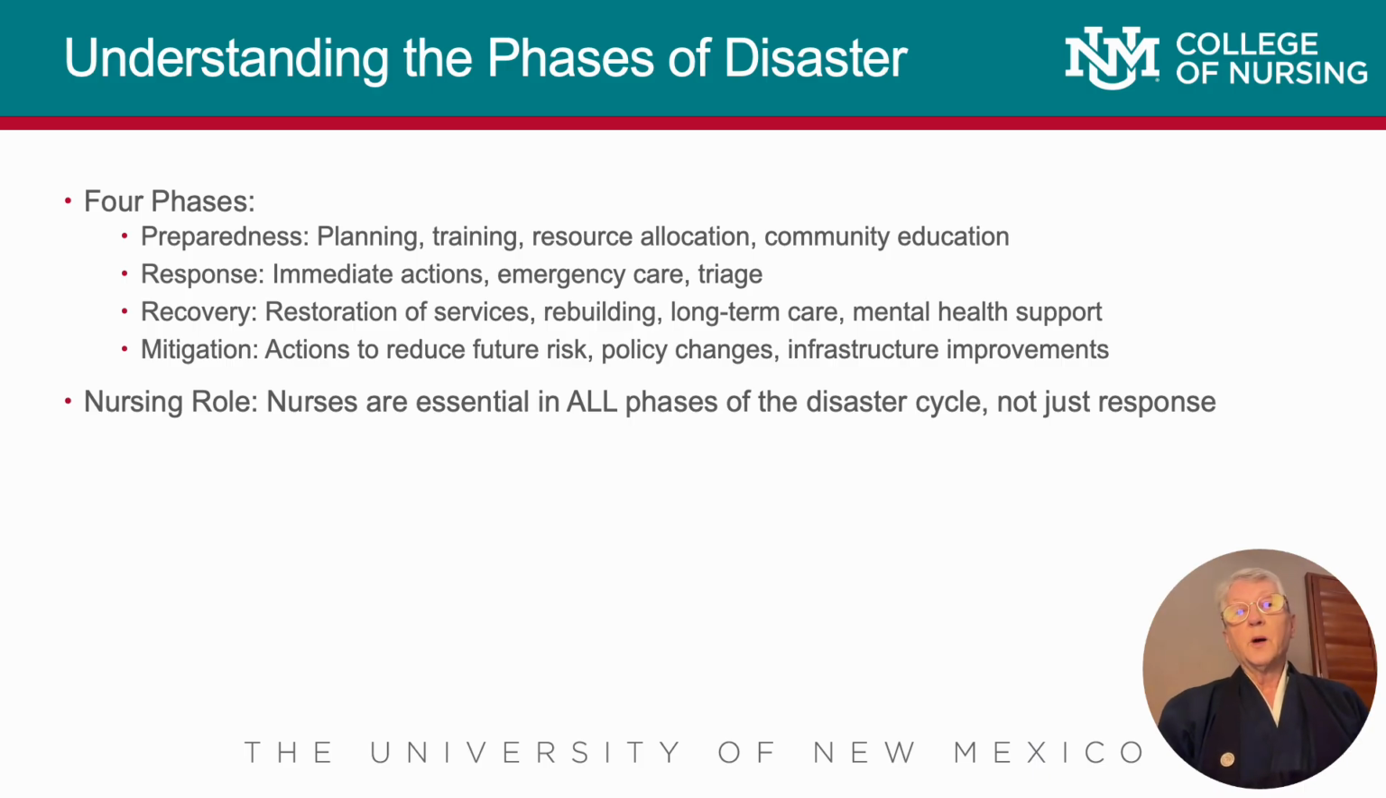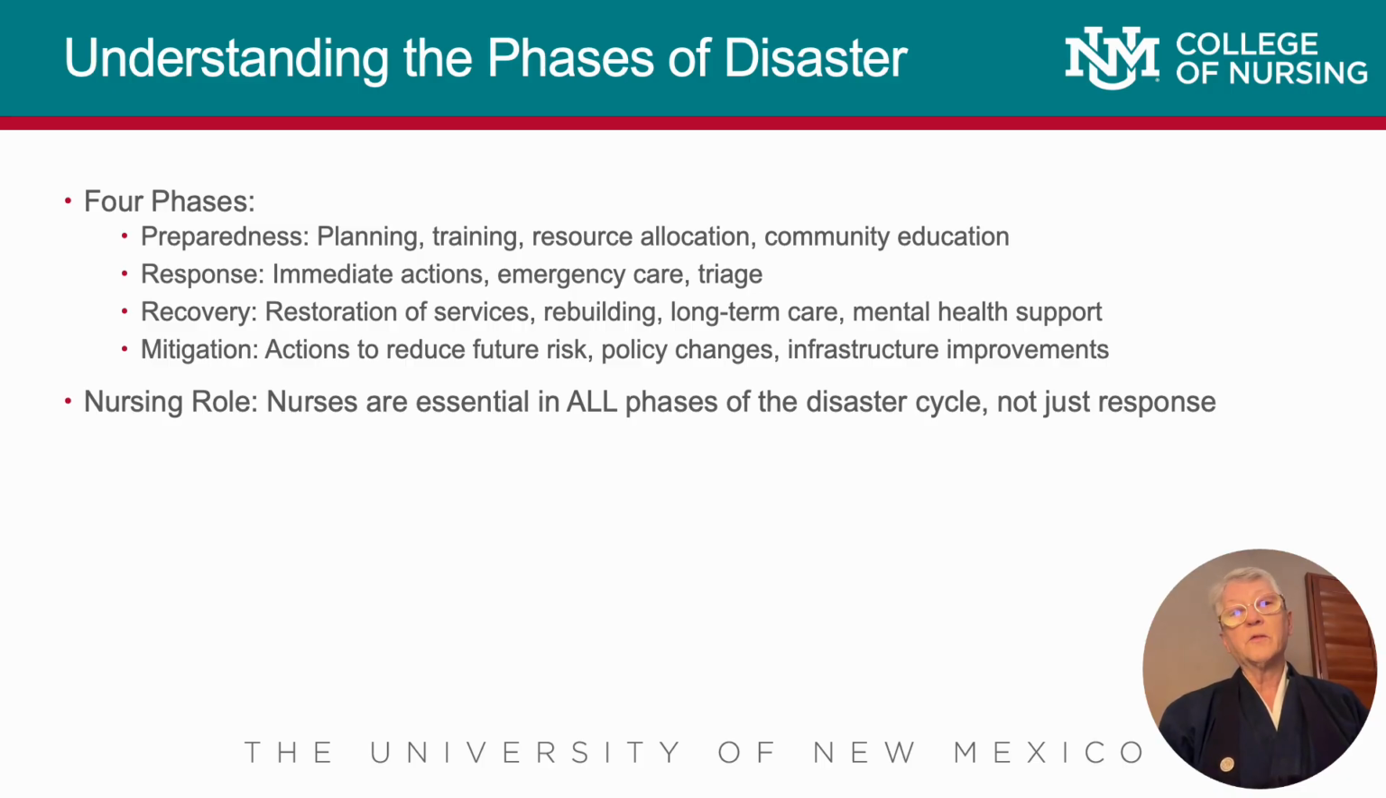To effectively respond to disasters, we need to understand that disasters occur in cycles with four distinct phases. The phases we've covered in previous lectures, but they include preparedness. This includes planning, training, resource allocation, and community education. This is where we prepare before anything happens. The second phase is response. These are the immediate actions taken during and after the event, including emergency care and triage.